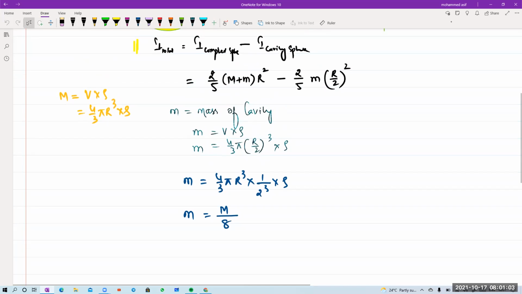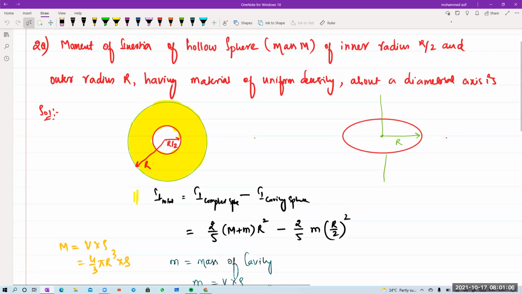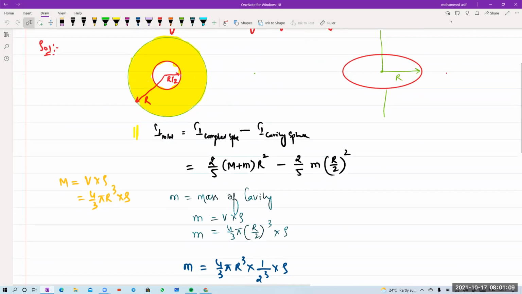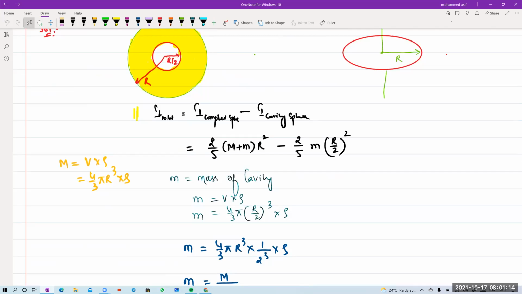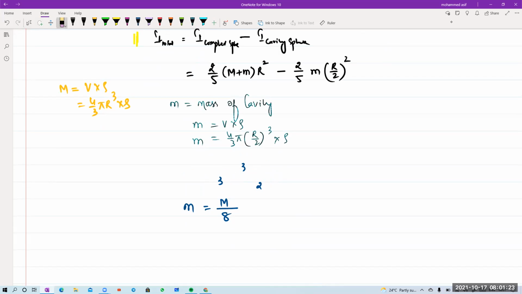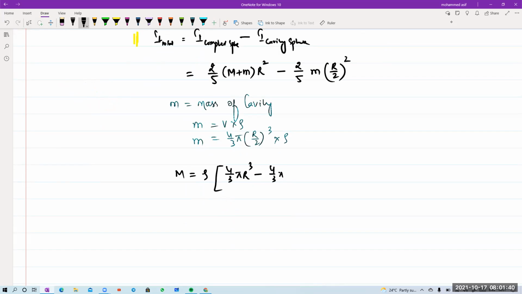Am I doing any mistake here right now? 4 by 3 r cube. Okay, see, we are talking about the mass after removing that one. So moment of inertia of the complete sphere is 2 by 5 capital M plus small m. So mass must be equal to, I'll just take it out here right now. Yeah. So capital M will be equal to, density will be rho here. So removed part will be equal to 4 by 3 pi into capital R cube minus 4 by 3 pi into your R by 2 into your whole cube.